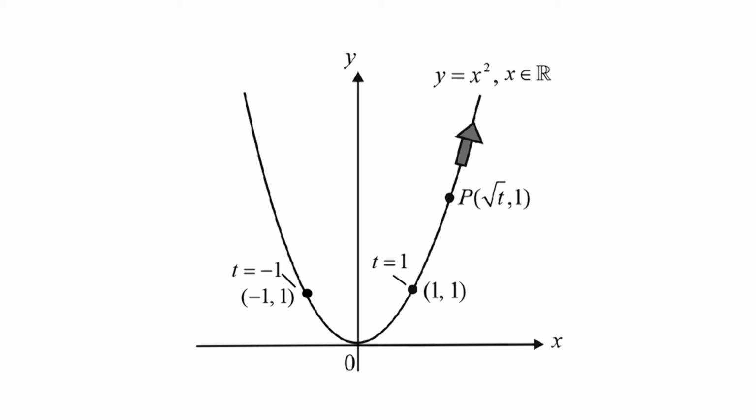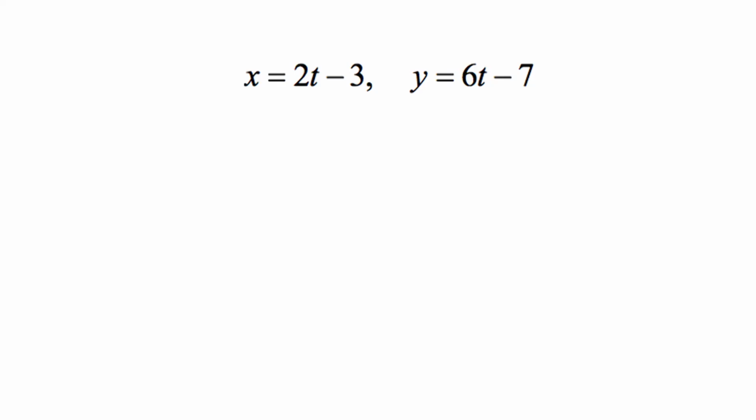The advantage of parameterization over the equation y = x² is that it gives an orientation to the curve. The arrowhead shows the direction. As one more example, let us graph the parametric curve with the coordinates x = 2t - 3 and y = 6t - 7 by finding its Cartesian equivalent equation by eliminating the parameter t.